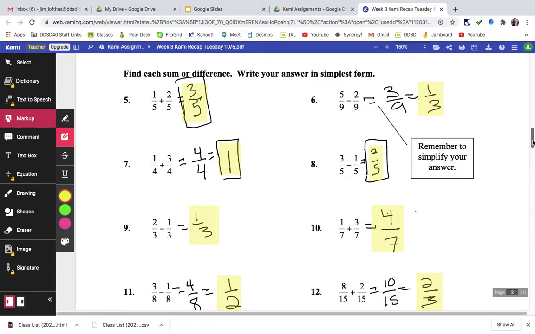Now the question usually comes up, Mr. Loftus, is it wrong if I didn't simplify it? And the answer is 4/8, for example, looking at this one, is accurate. But you're going to want to know how to simplify. So it's not an inaccurate answer, it's an incomplete answer. So it's important to learn how to simplify. But it's also important that you get 4/8. So there's kind of 2 parts to it.